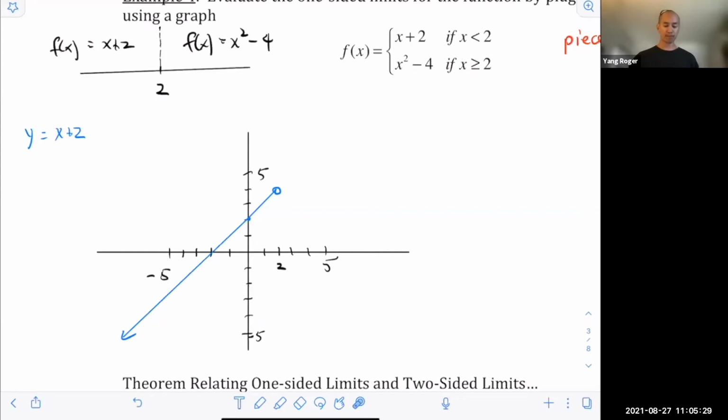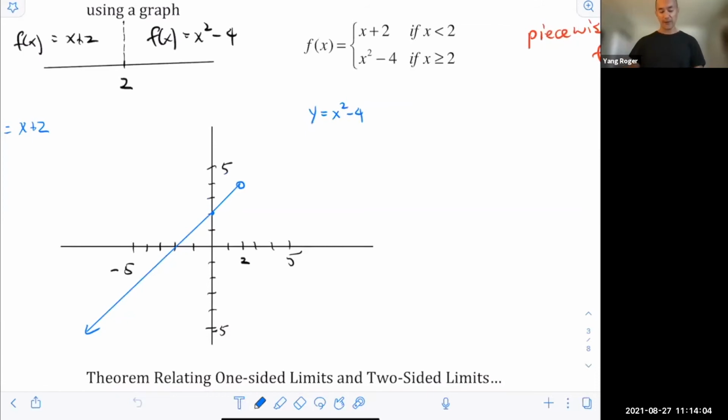All right. Now I want to talk a little bit about the second piece of our function. The second piece of our function is going to look like y is equal to x squared minus 4. Okay. We know that we're going to have a parabola. I'm going to draw our parabola first, and then I'm going to erase it. So we're going to start at 4. It's going to open up this way. So it goes like this.